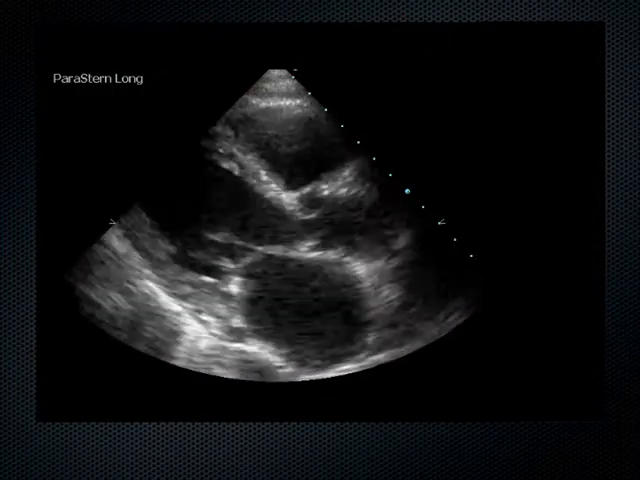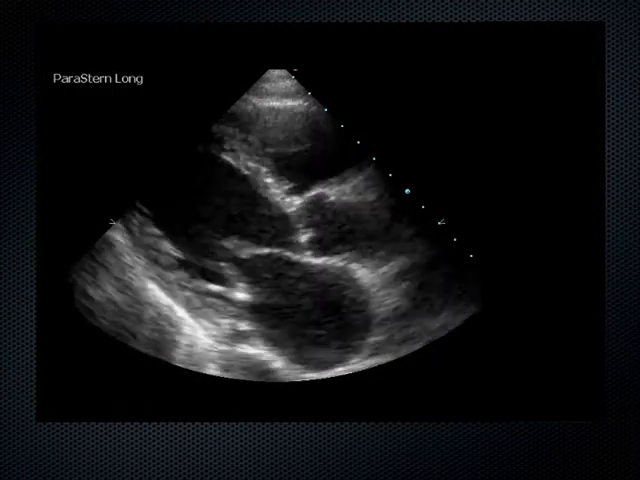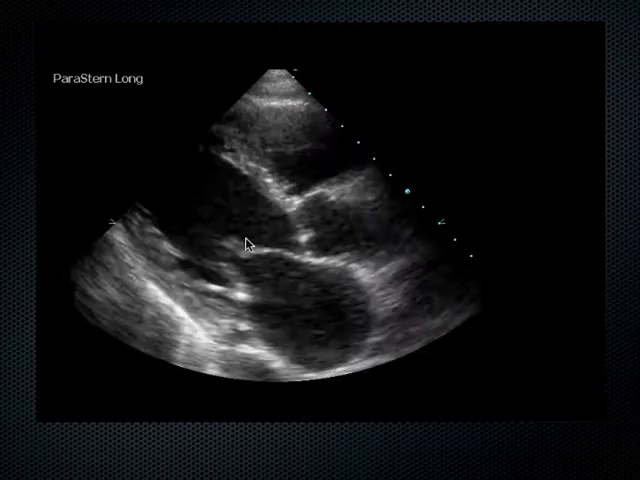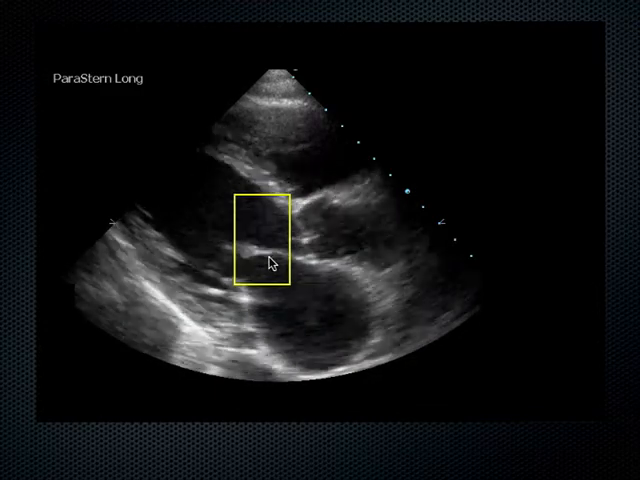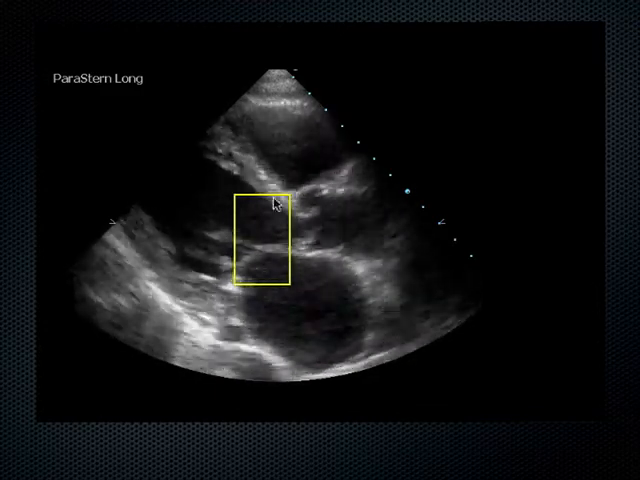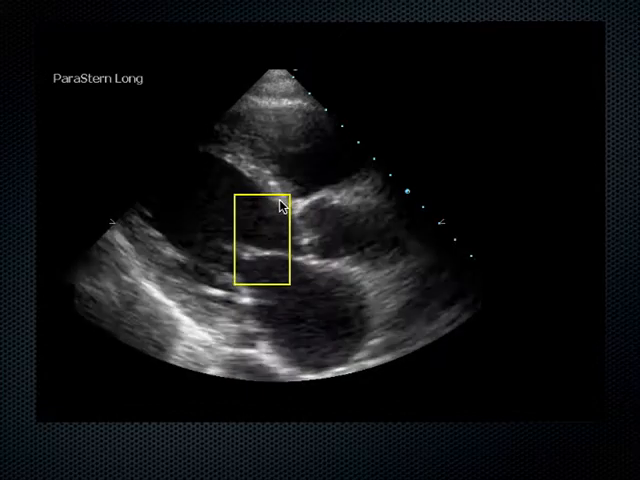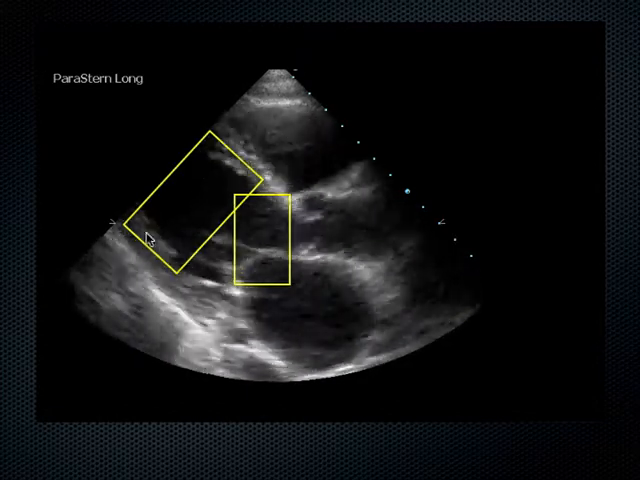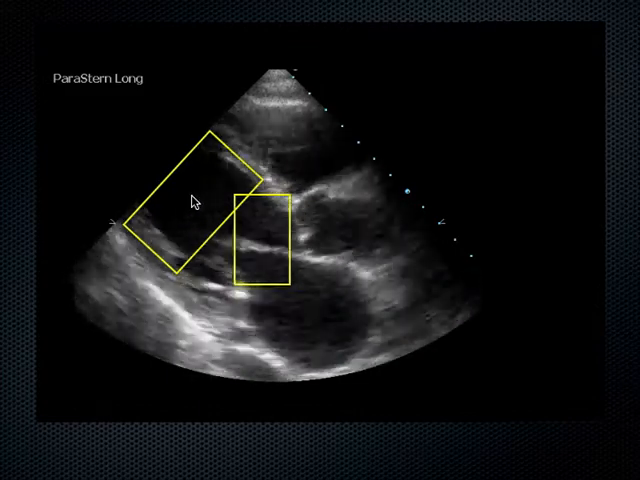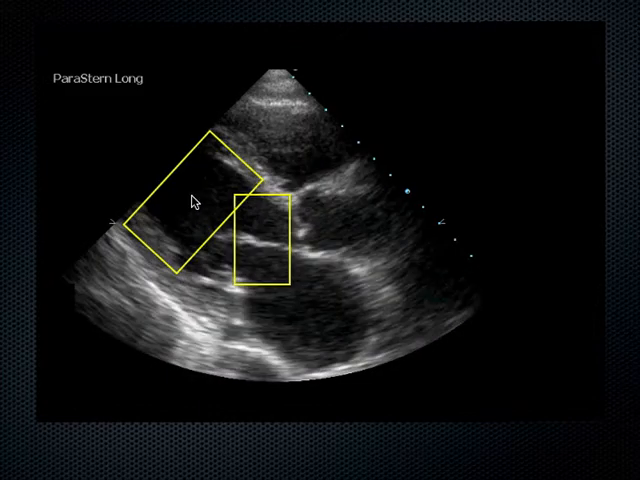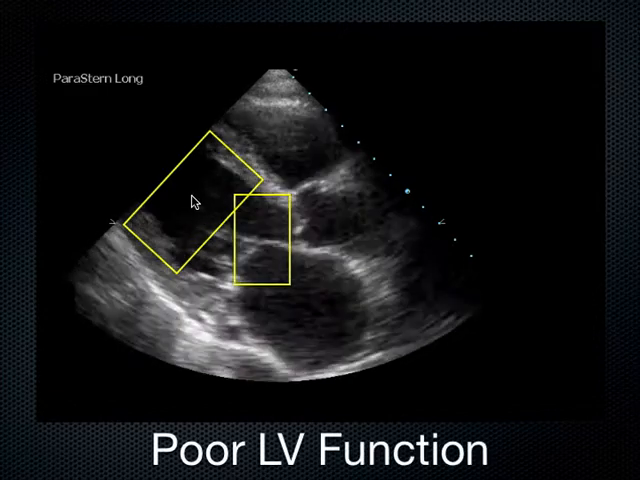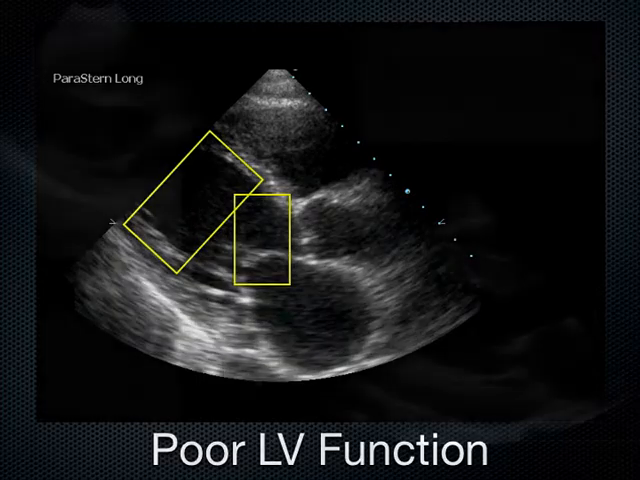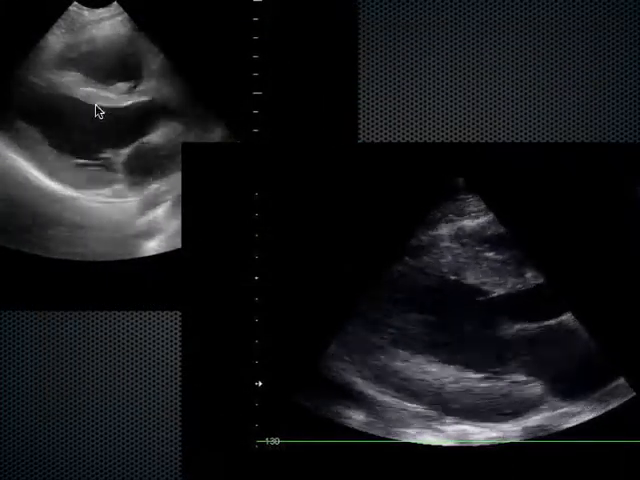The other way to do this is in the parasternal long axis, and this is where I can see that the mitral valve is seen here, and it's just not making any headway up towards the interventricular septum at all. So that's one factor that I use, and then the second factor is the interventricular septum and posterior wall. They're just not squeezing towards one another at all, and so this tells me that this heart has very poor LV function.